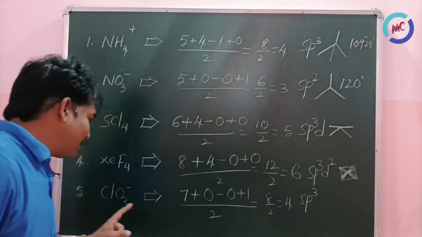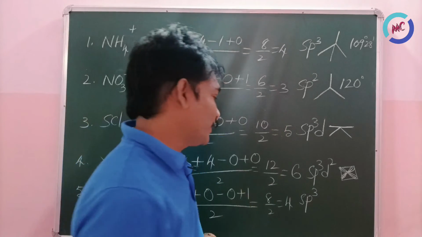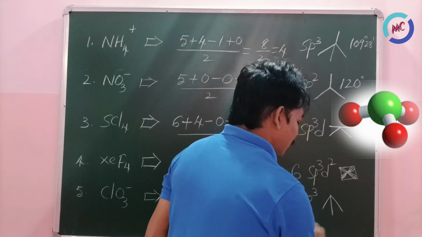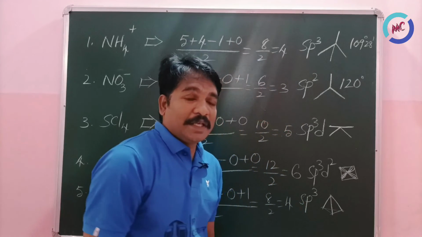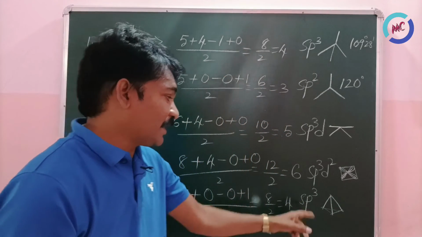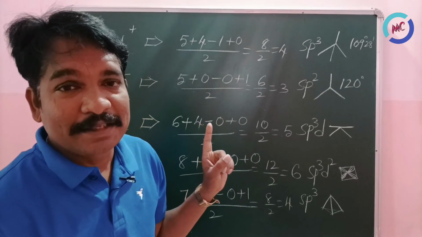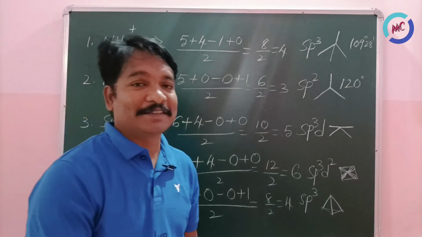sp3 hybridization with 3 side atoms is pyramidal shape. Okay. If there are 4 side atoms in case of sp3 hybridization, tetrahedral. If there are only 3 side atoms, then it is pyramidal shape. One more example, ammonia. We already learned that one.